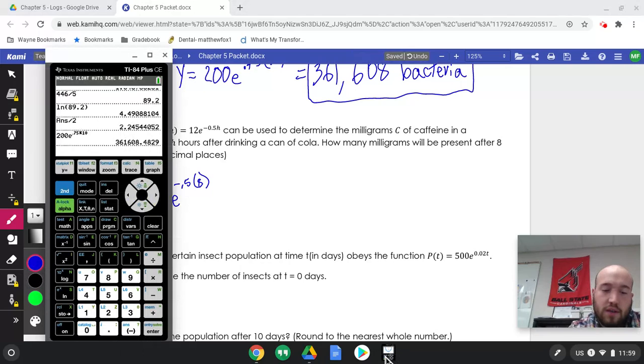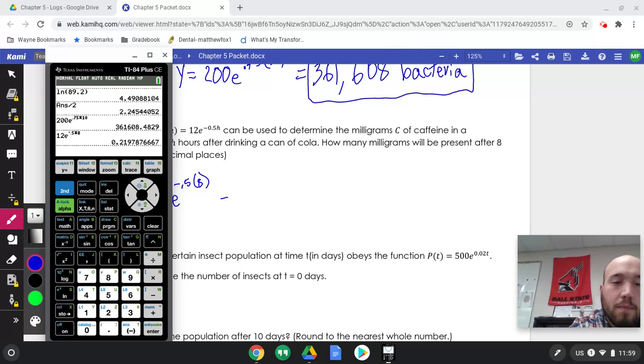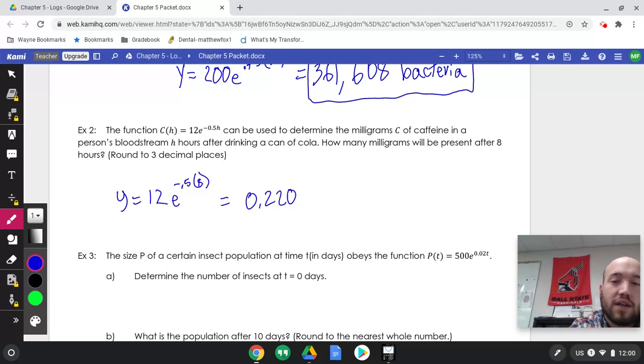So once again, it'll be 12 second ln, which gives me e. Then I need to make sure I use this negative, so negative 0.5 times 8 hours. And if we round that to 3 decimal places, 0.2197 becomes 0.220, and our answer was in milligrams.